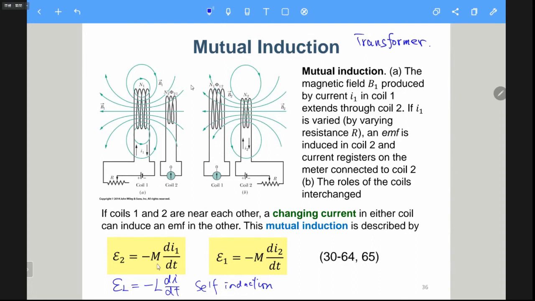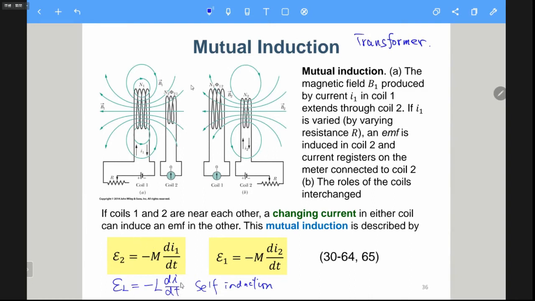So here, rather than this one, which is the self-induction, we have some modification to it. M is called the mutual inductance. This is the current of the first coil, and E2 is the electromotive force generated at the second coil. So this is the mutual inductance.